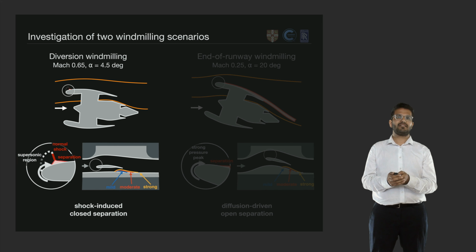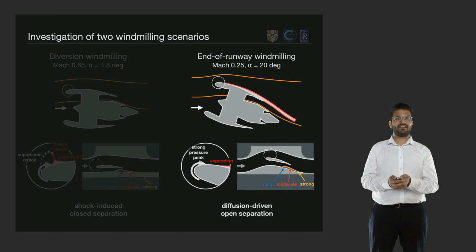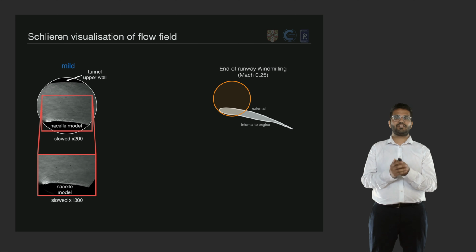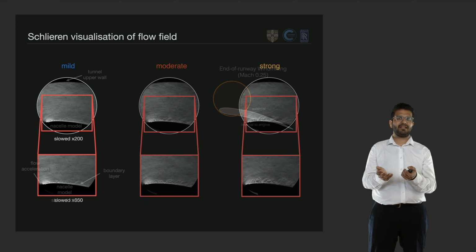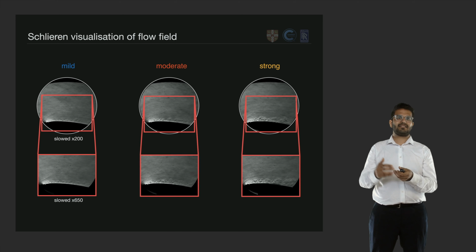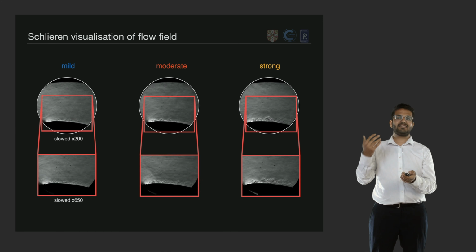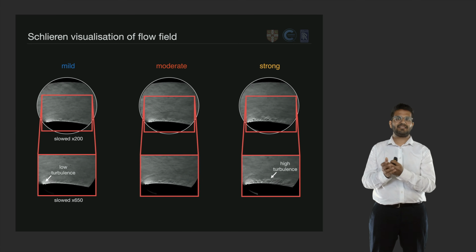diversion windmilling flow field. Let's now consider what happens in end-of-runway windmilling, starting again with Schlieren visualization. Here we can again see the flow acceleration around the leading edge, and we can identify the boundary layer on that external fan cowl surface. As we increase the severity of the windmilling, we can notice that looking at the lower videos, there seem to be more prominent turbulent eddies as we move from left to right.